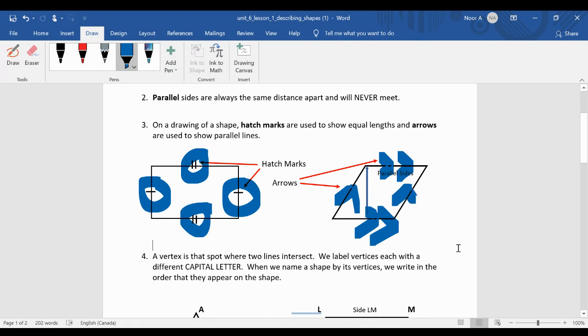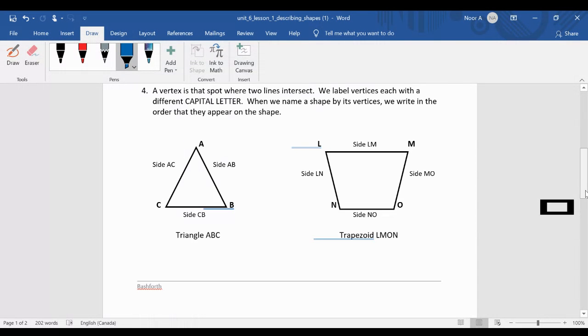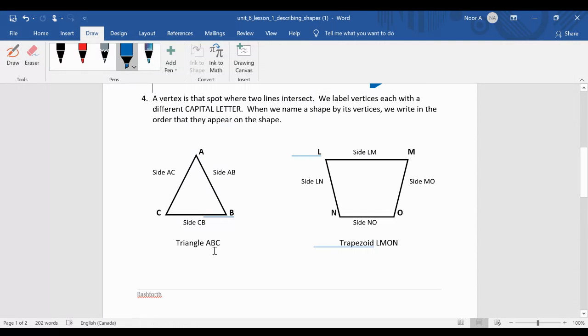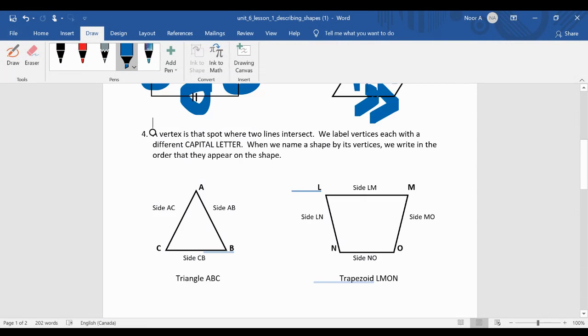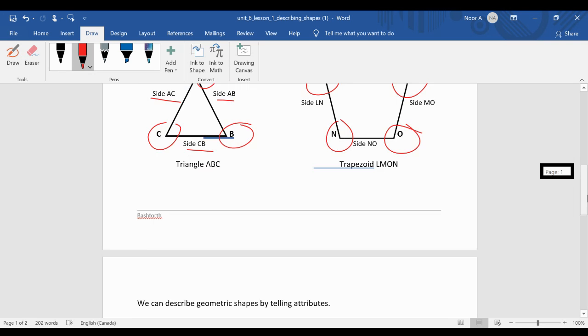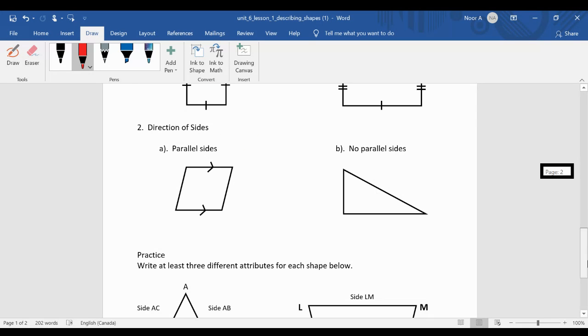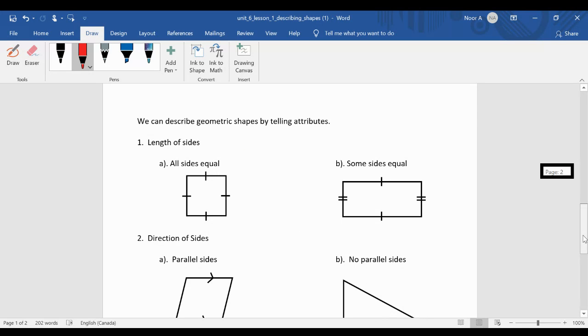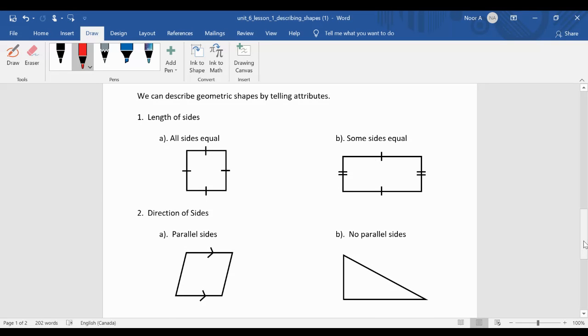And then when we go down, we have ABC as the name of the triangle, and we have the sides named according to my vertex. So this is vertex A, vertex B, vertex C. Therefore the names came from here. That's vertex L, M, O, and N. Okay, so basically this is the way that we describe different shapes. And then we can look at these examples here and find all the different sides.